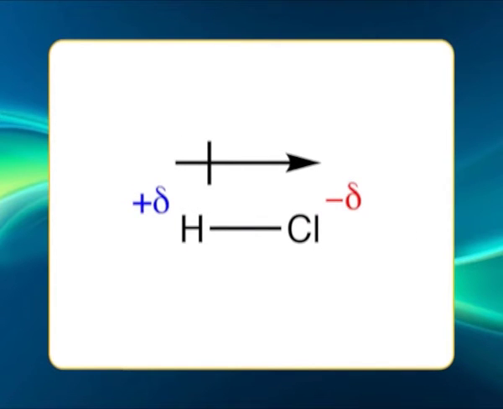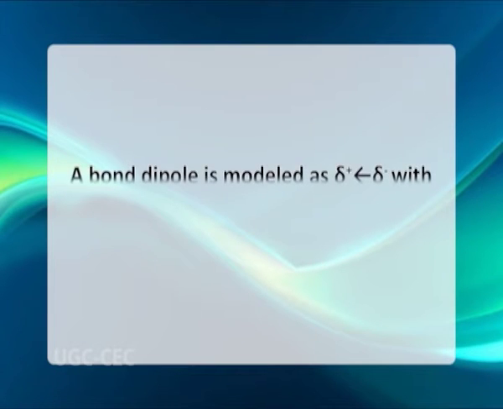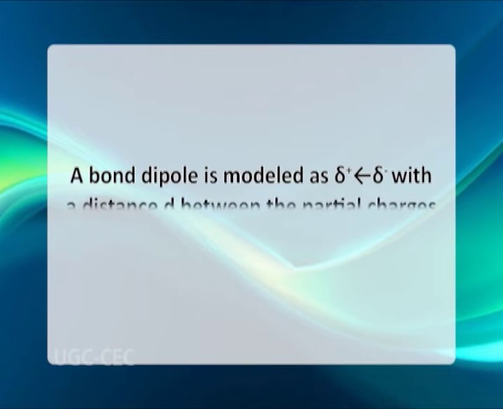It occurs whenever there is a separation of positive and negative charges. The bond dipole moment mu is given by mu equals q times d, where q is the charge and d is the distance. A bond dipole is modeled as partial charge positive to partial charge negative with a distance d between the partial charges.